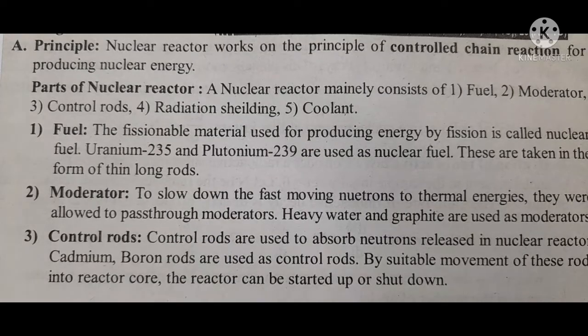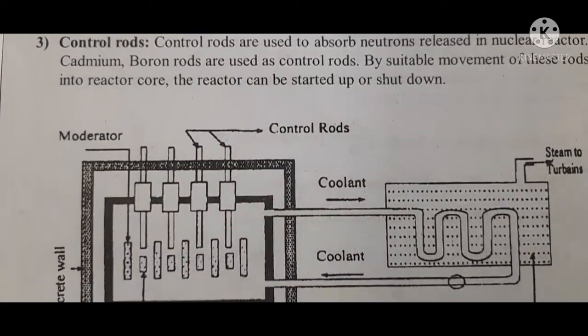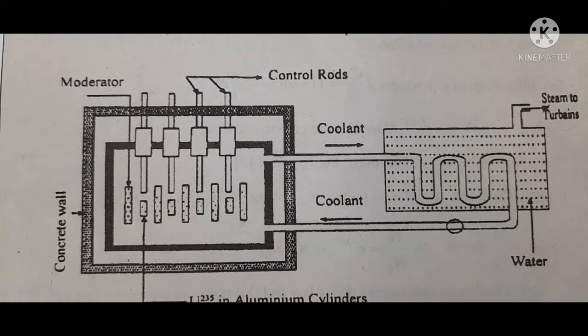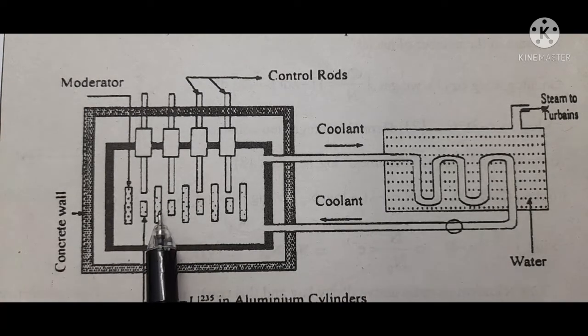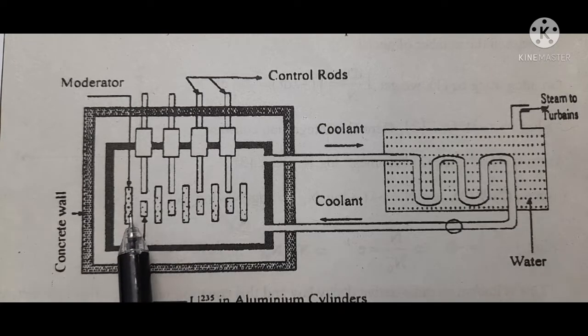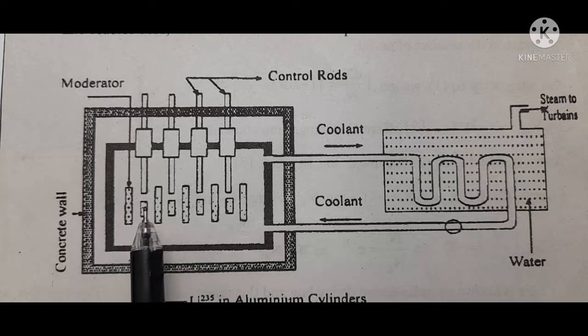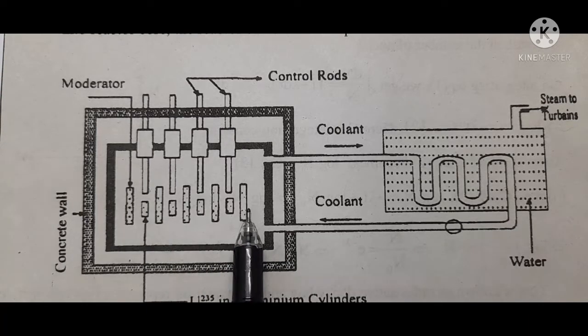If you see the diagram, this one is the diagram. Let us check the diagram. See, number 1, if you see, the fuel is available in the form of rods. That may be uranium 235 or plutonium 239, etc. These can be used as the fuels.